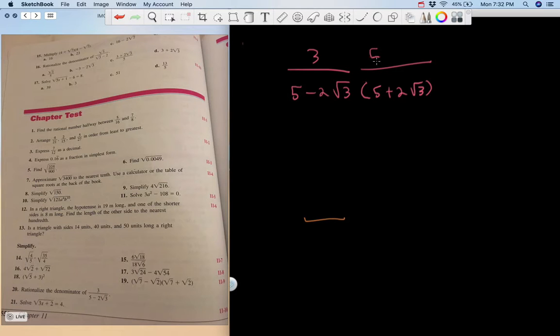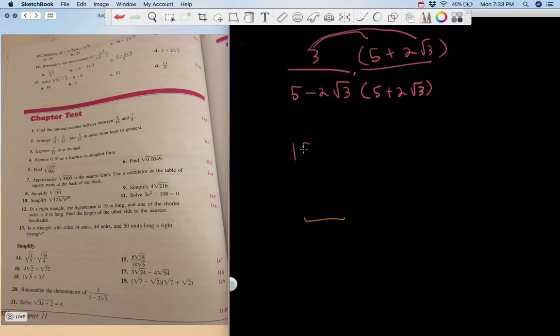And again, we're not changing the fraction. That's the whole goal, because if we change the fraction, then that's illegal. We can't quite do that. And we're not changing it because this thing over this thing is just 1 again, so 1 times anything is the same. Now we multiply it out. So the top we use FOIL.